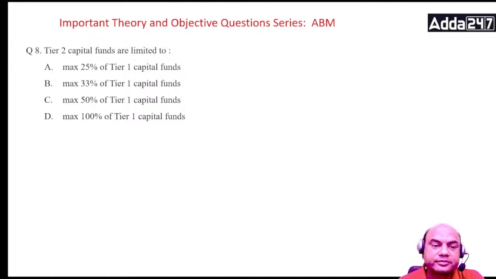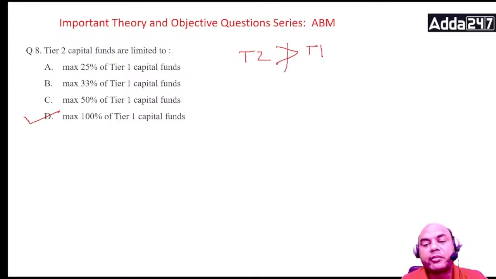The answer is D, 100%. T2 cannot be greater than tier 1. Okay, T2 cannot be greater than T1. Always remember, it can be maximum up to 100% of T1.